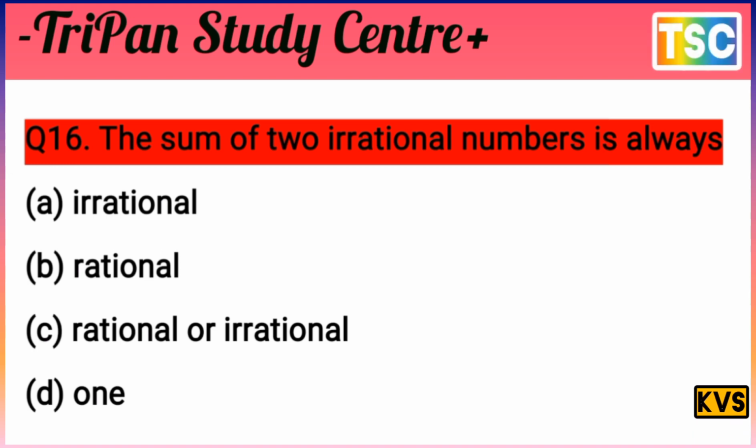The sum of two irrational numbers is always an irrational number. It means option A is correct. Option A is correct. Let's see the next question.